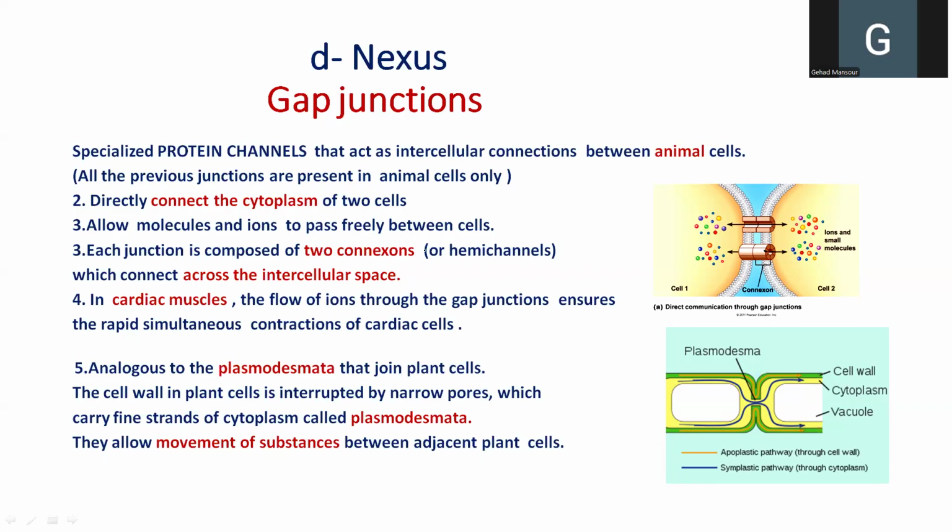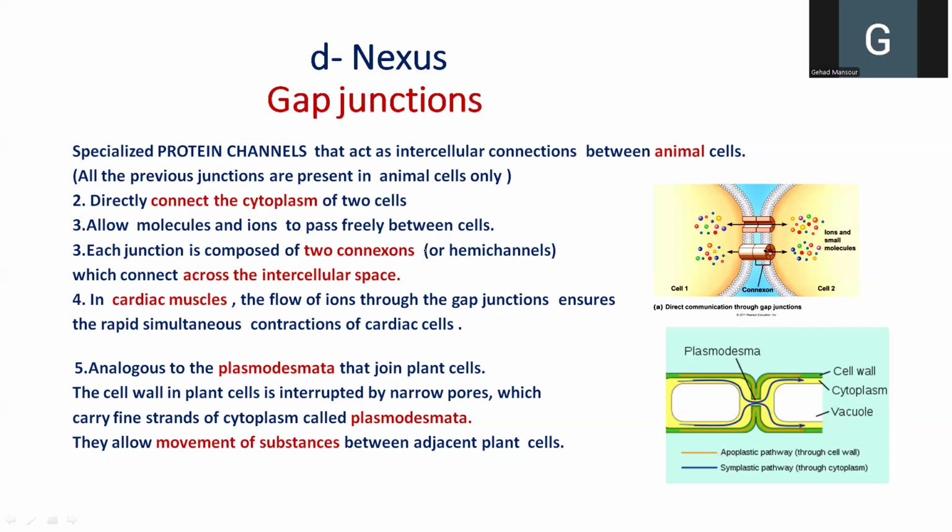They're only present in between animal cells. And by the way, all the previous junctions are present only in animal cells. The main function is a very rapid and direct connection between the cytoplasm of two cells. So here, the gap junctions are different from the first three types of junctions. And the gap junctions are present in particular inside the cardiac muscles.